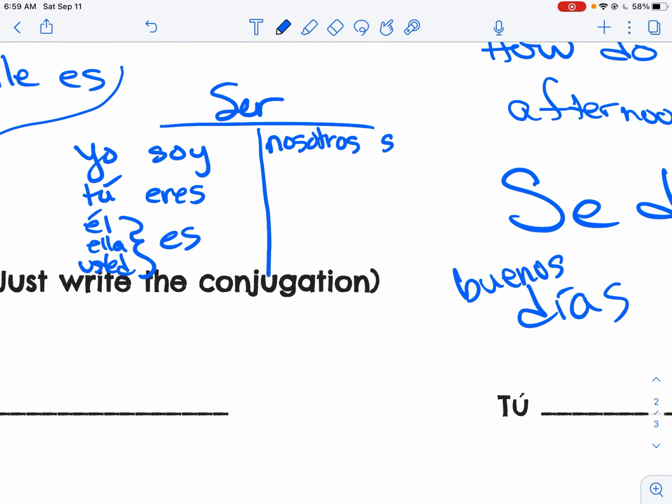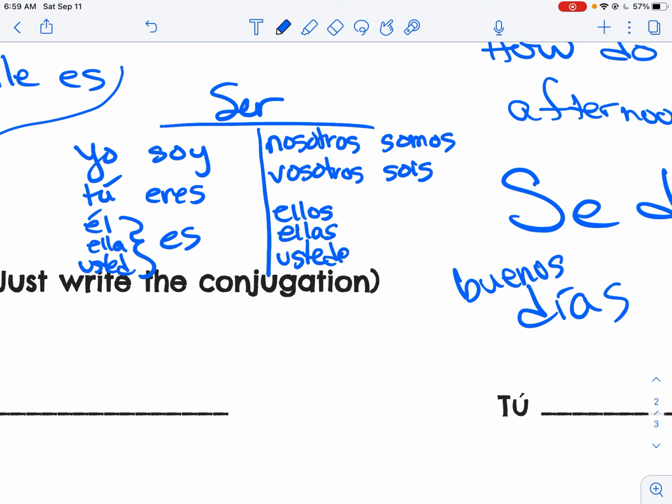Nosotros. I'm just going to put the nosotros, not the nosotras, because I don't have a lot of space. And then ellos, ellas, ustedes: son. So, this is first person. This is second person. Now, these two, the usted is really second person, but this is third person. Okay.